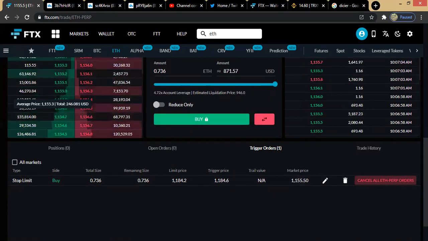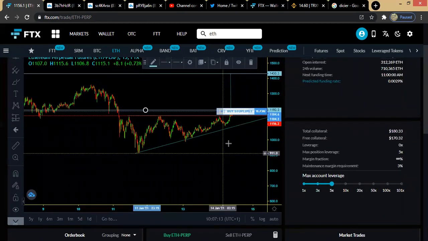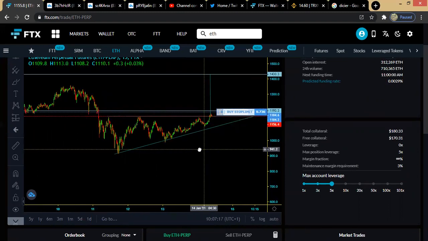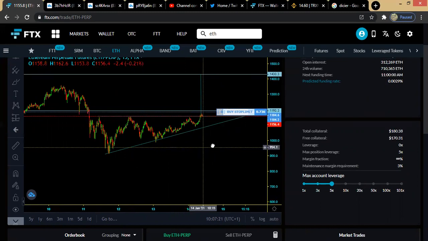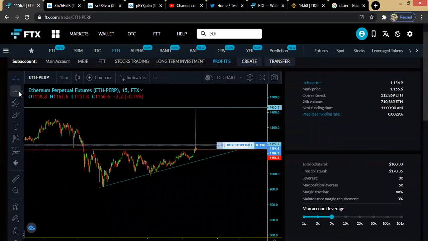Okay, so after I have bought, after I must have purchased, then what is the next thing? The next thing is for me to know where I should be placing my stop loss. I'm trying to be very, very careful. I don't want to take unnecessary trades. Okay, I just want to be very, very certain of what I'm doing.